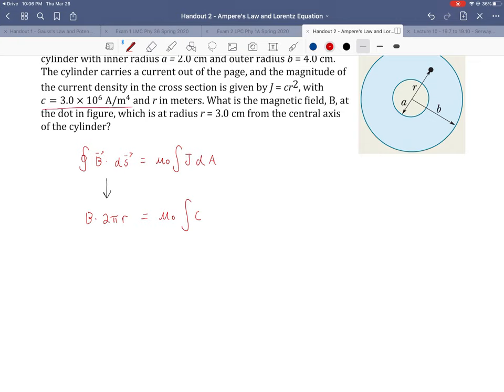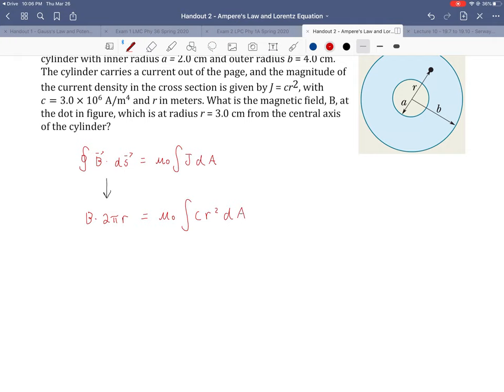So C is a constant that we're told. We're given its value and its units right there. Okay, so 3 times 10 to the 6 amps per meter to the fourth, and those are the dimensions that make it work. And then we'll have r squared, that's the variable, and then dA.